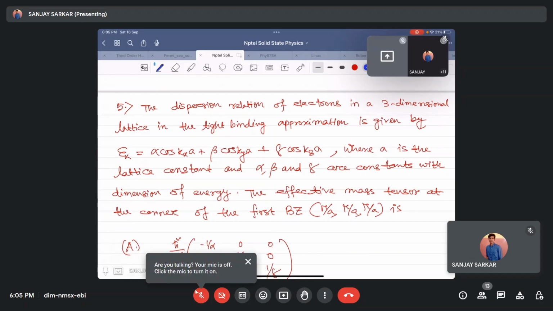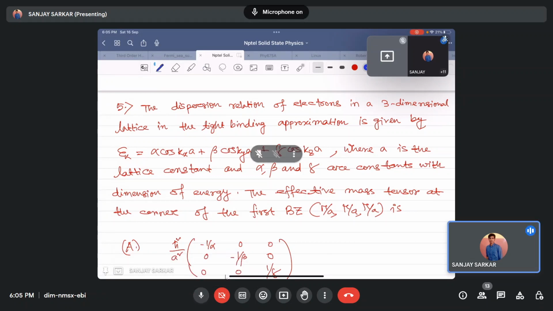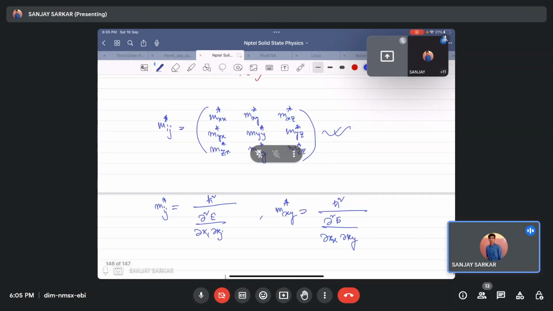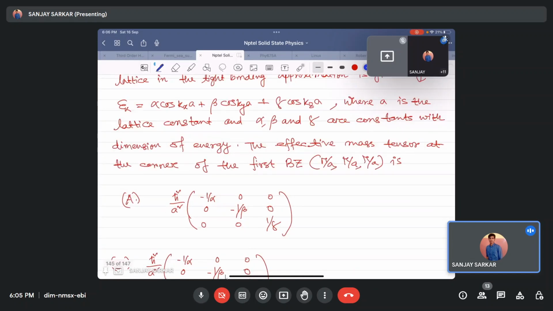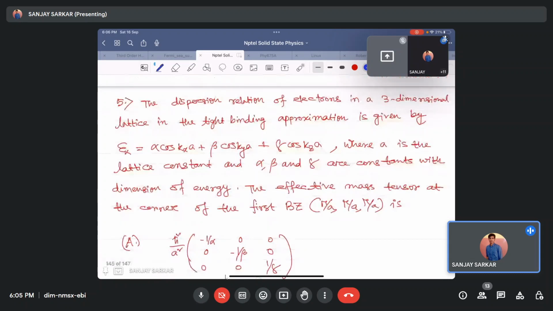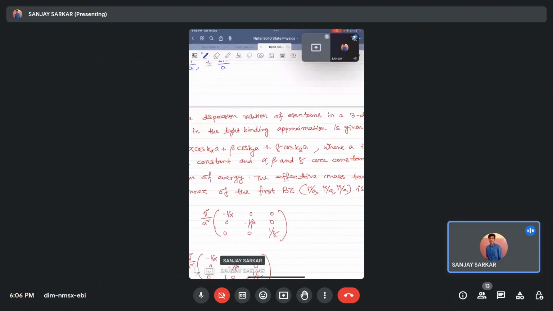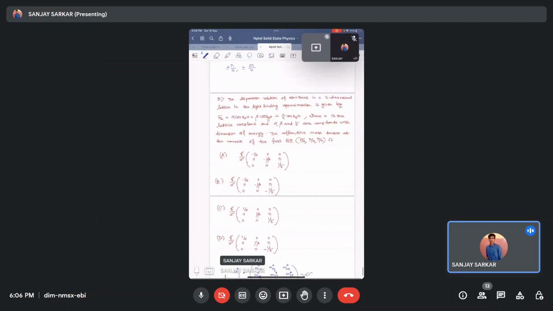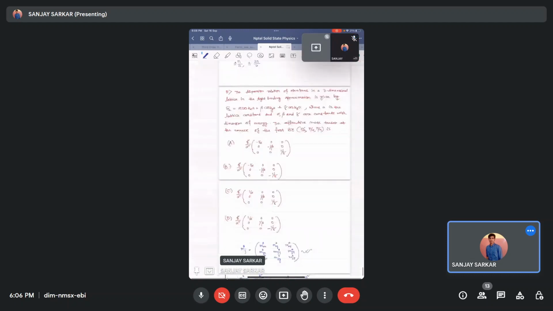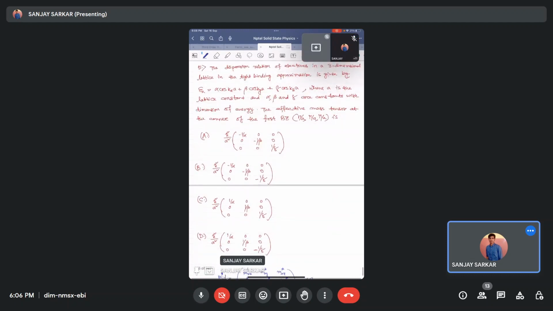So this is the question, and you have to follow from here. So I'll also write down the dispersion. Let me see if I can show all the screen at a time. It's still difficult, but yeah, maybe it will help.